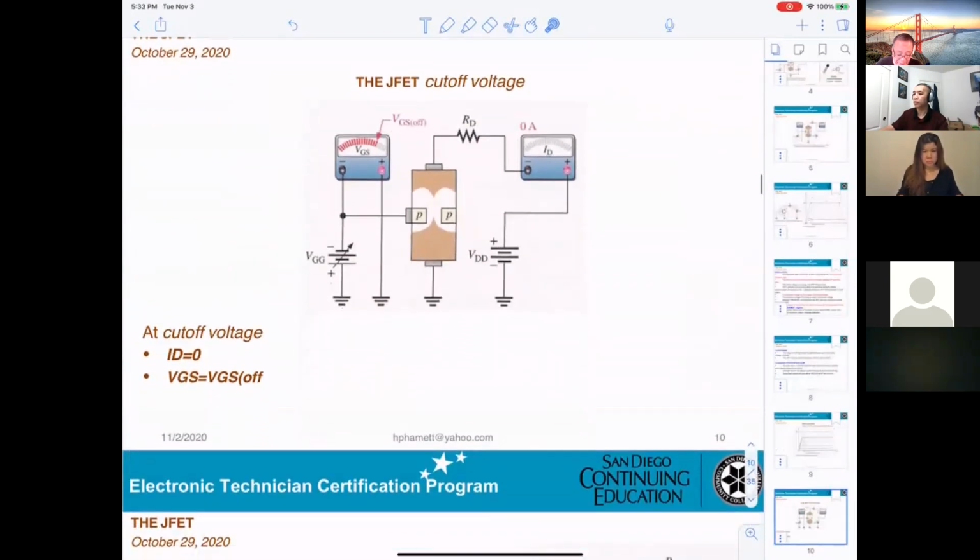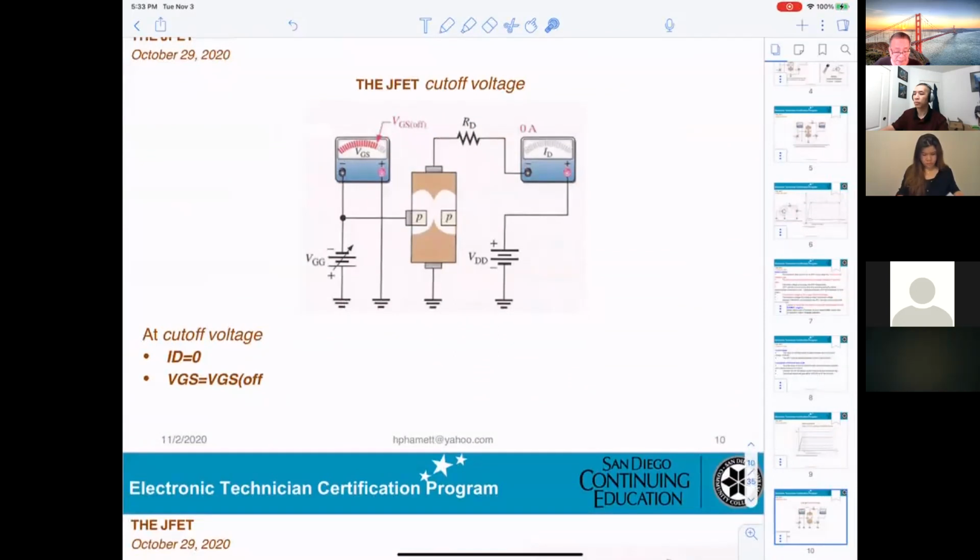Now, looking at this display, when you get the VGS off here, you get no current. That is only telling you the channel between the drain and the source will be closed, no current. So make sure you understand that at the cutoff voltage, ID will be equal to 0 and VGS will be equal to VGS off.